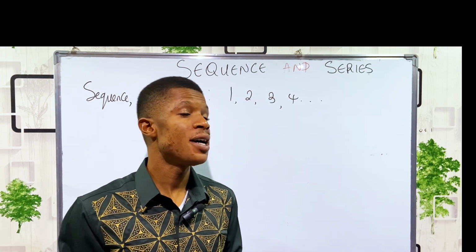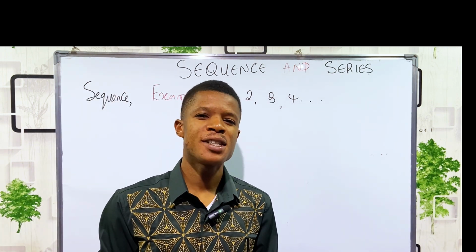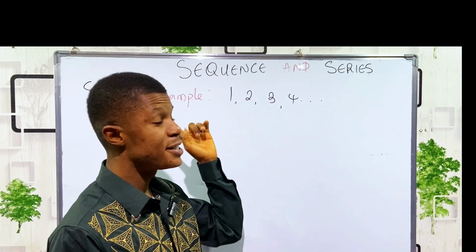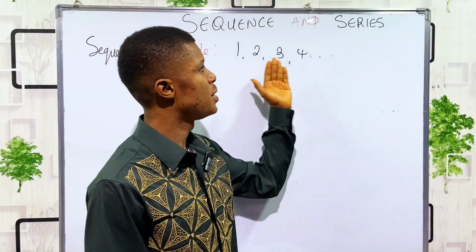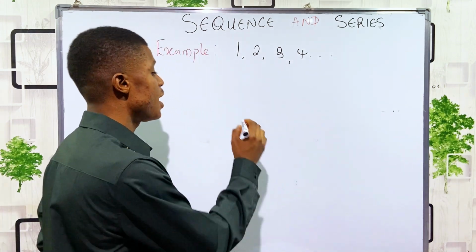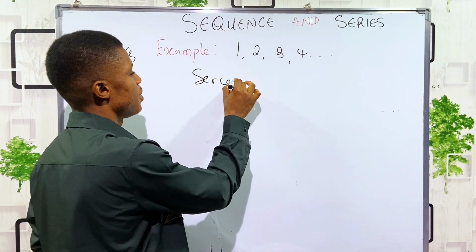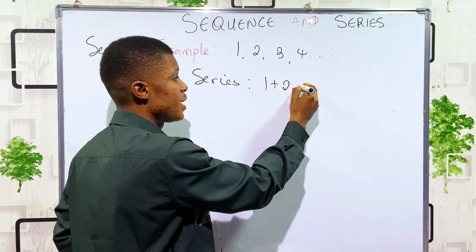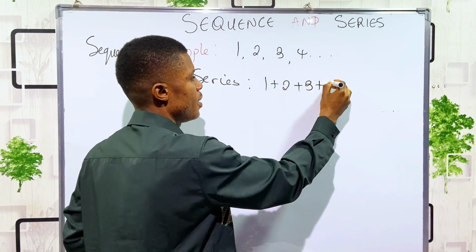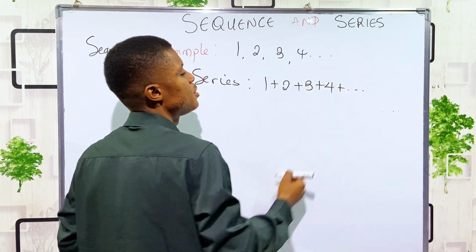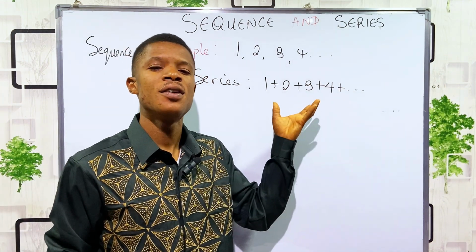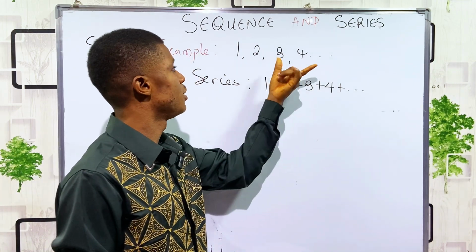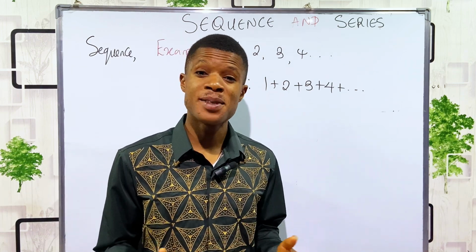Okay, then over to series. Series can be seen as the summation or addition of a sequence. If we have this to be our sequence, then for the series, we'll have it to be 1 plus 2. Are you getting it? Plus 3 plus 4 plus and so on. This is called the series because it is just the summation of what? The sequence.